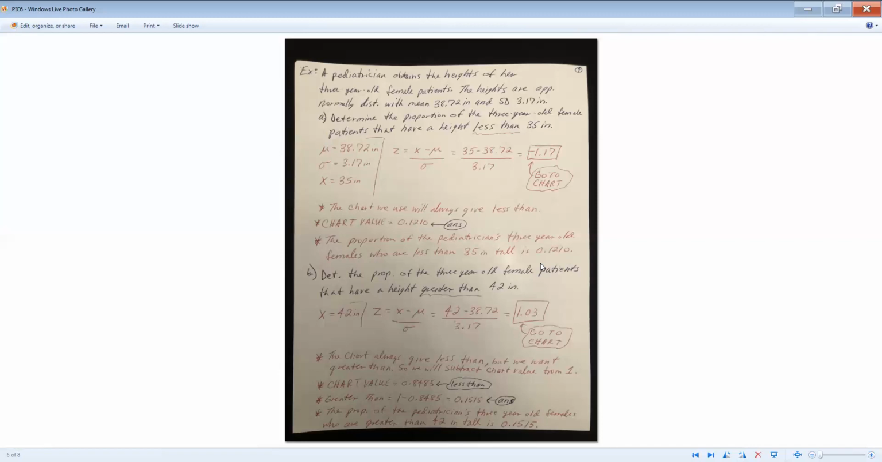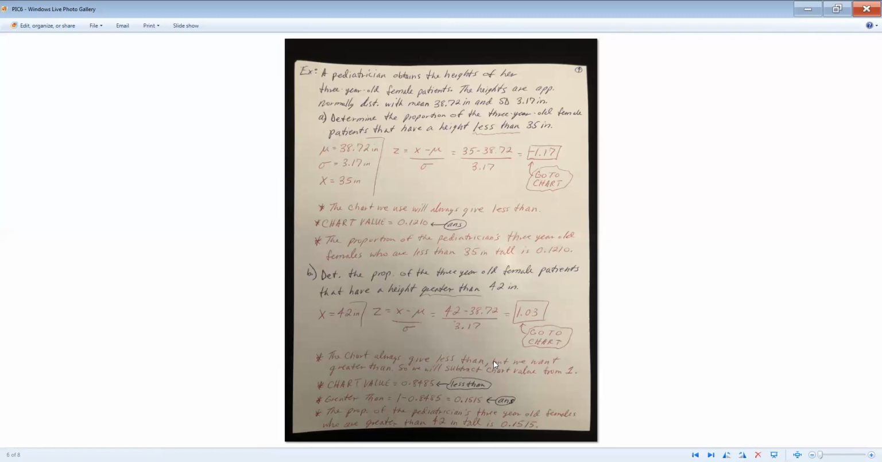All right, let's look at another one. Using the same mean and standard deviation in your setup problem, determine the proportion of 3-year-old female patients that have a height greater than 42 inches. So before we were looking at less than 35, now we're looking at greater than 42. Mean and standard deviation are the same. Plug in the 42 and we get 1.03. Now when we go to the chart, we still read the chart the same. We look for 1.0 on the left column, 0.03 on the top row.